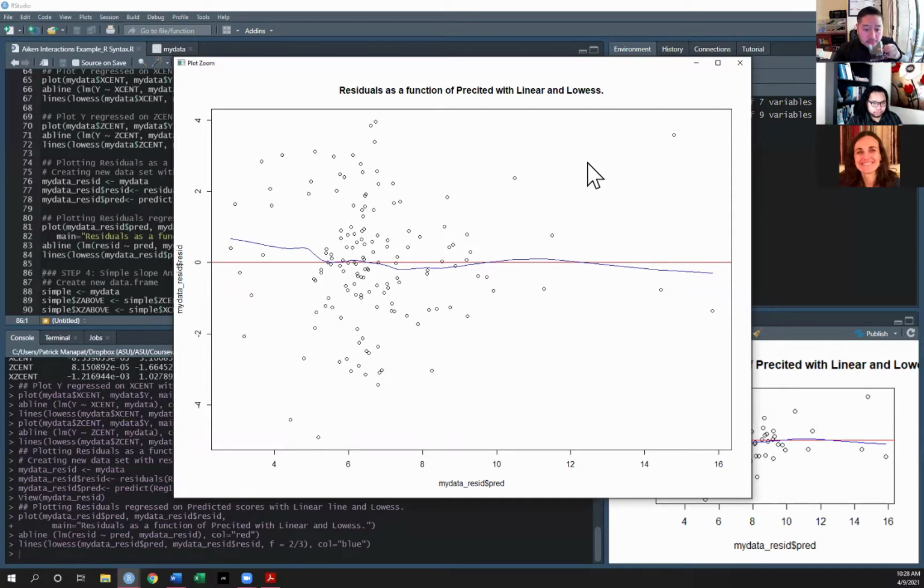Any questions about this? How are you interpreting this data? Like what type of heteroscedasticity are you looking at?